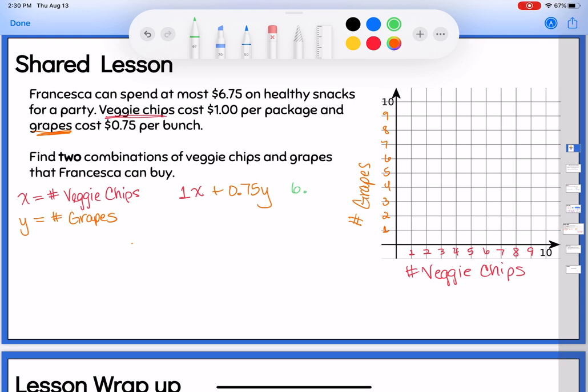And this needs to be at most $6.75, at most. So when I add up everything I'm spending, the 1x plus the 0.75y, when I add up all of that, it can be at most $6.75. Could it be less than $6.75? Yeah, I could spend less than $6.75, but it can't be any greater than that. So less than or equal to would be the symbol I want for at most, right? It could equal $6.75. It could be less than $6.75, but it can't be greater than that. So that's the symbol that I want.